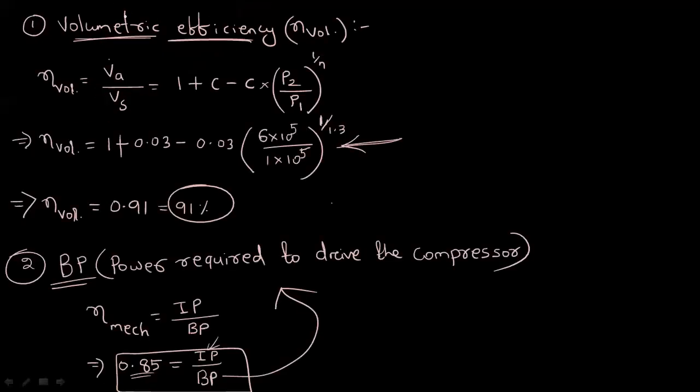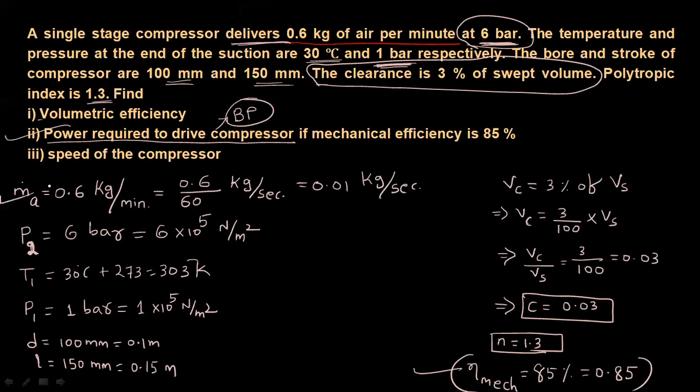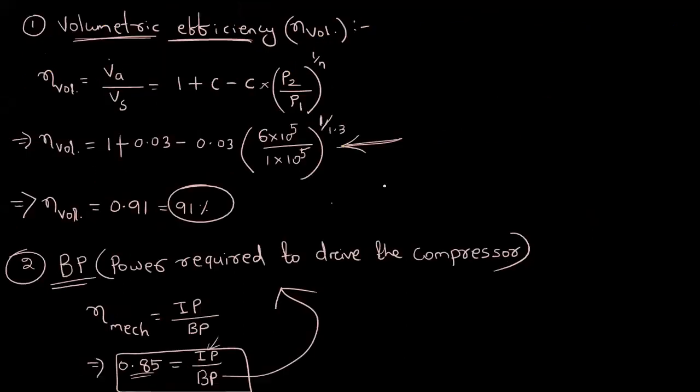So the work done, or indicated power, equals: what is n? n is 1.3, divided by n minus 1, which is 1.3 minus 1, times the mass flow rate of air. The mass flow rate of air is 6 by 600, which is 1 by 100, so 0.01. So the mass flow rate of air is 0.01 kg per second.